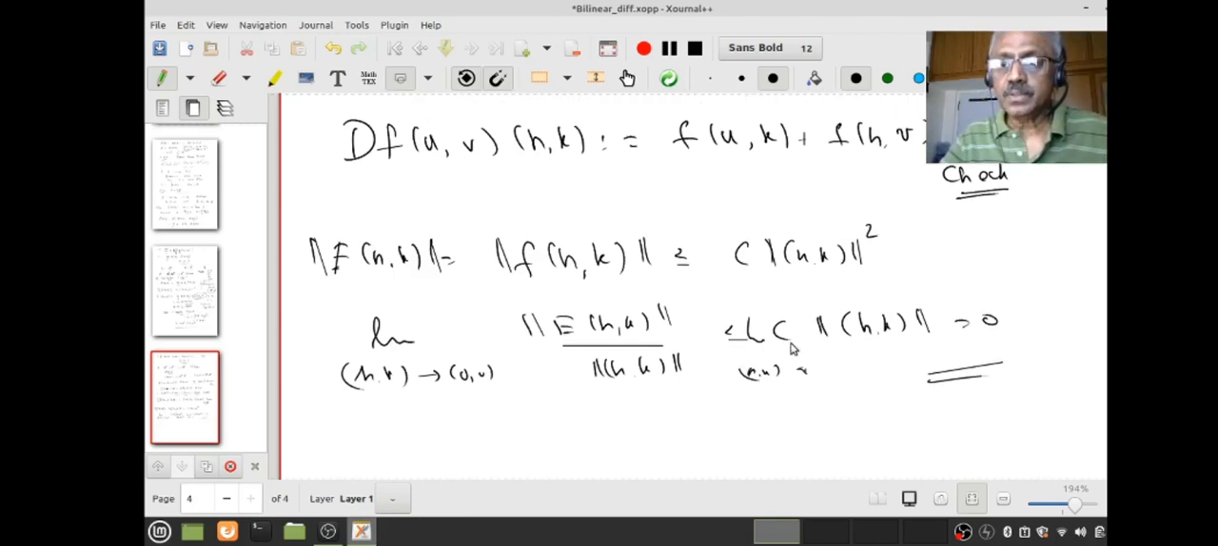So what have we shown? We have proved that f is differentiable and we have computed the derivative. Remember, we had already done it for the dot product. Our first example was x going to x dot x. Do you remember that? And one of the later examples was multiplication. Both are special cases of this.